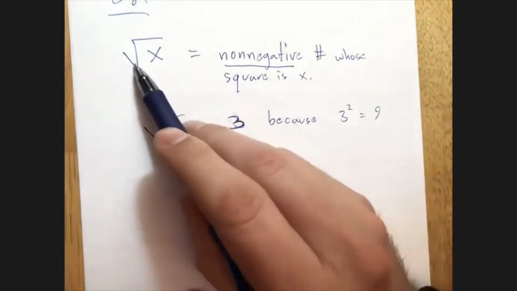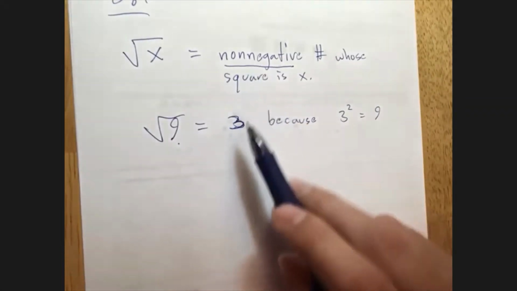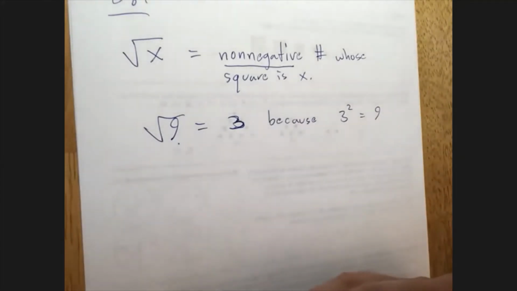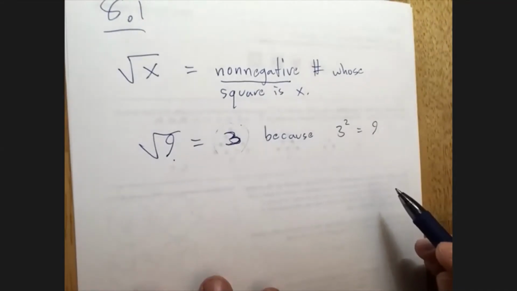So when we write this symbol, we're talking about what we call the principal square root, and that's the non-negative one. So even though there are 2 numbers that when squared give 9, 3 and negative 3, we only choose the non-negative answer as the square root.